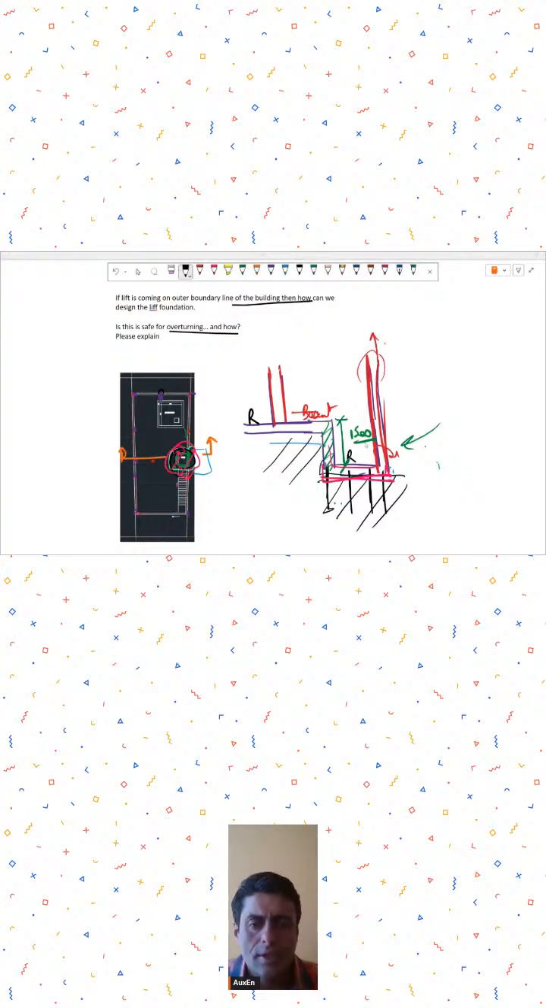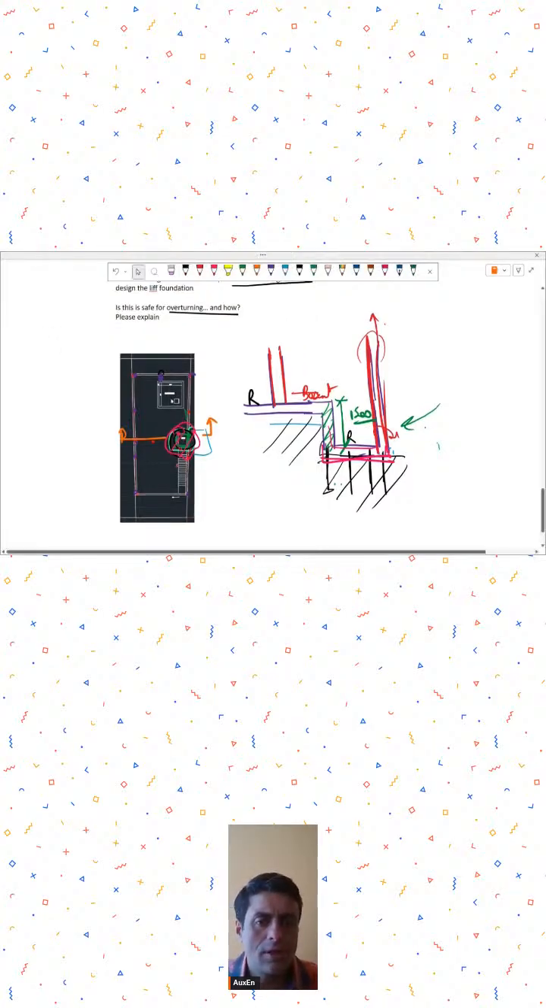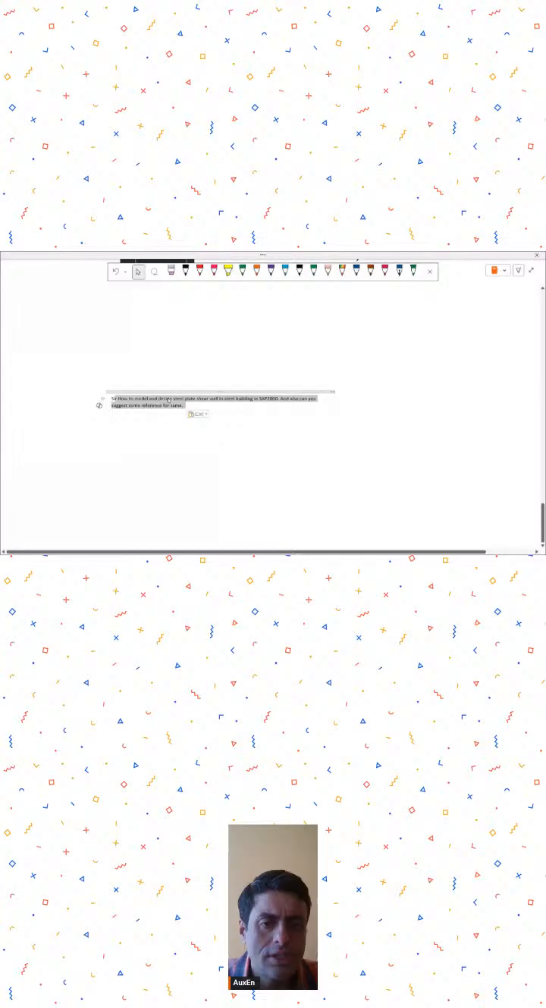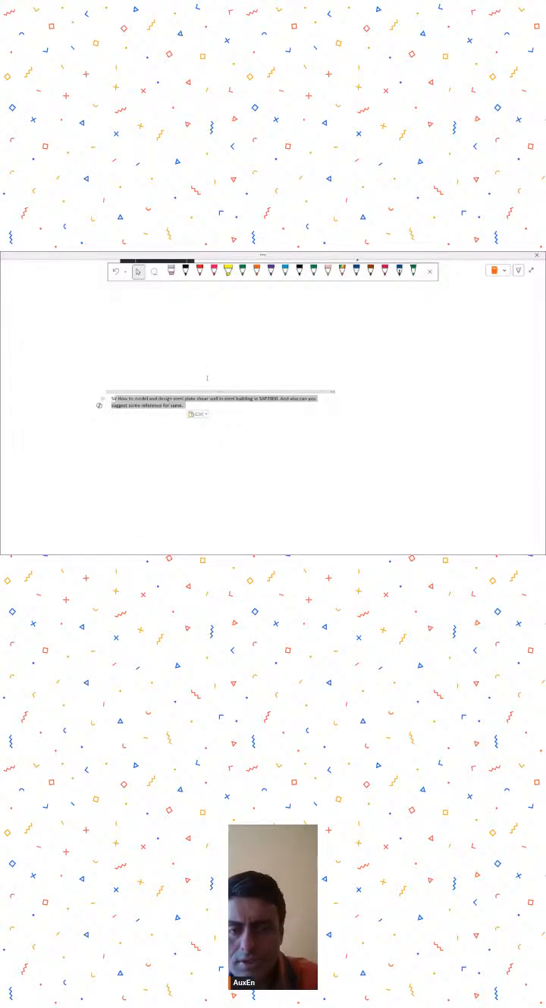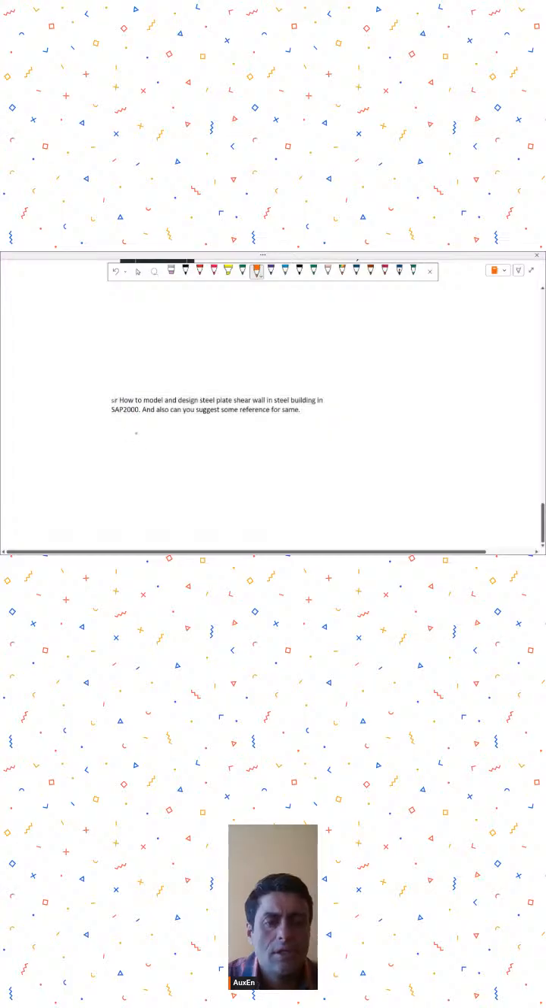Okay. The next query is from engineer Harshad Nayak. He is from Navi Mumbai and he is a postgraduate student. He is asking how to model and design a steel plate shear wall steel building in SAP 2000. Also, can you suggest some reference?